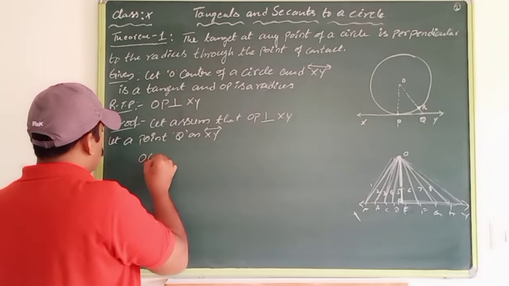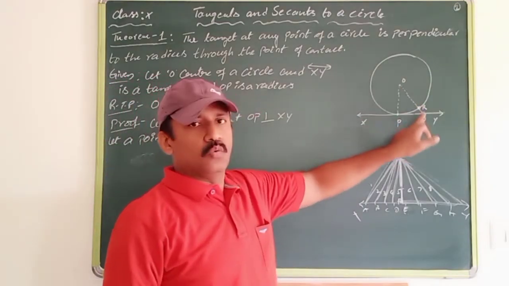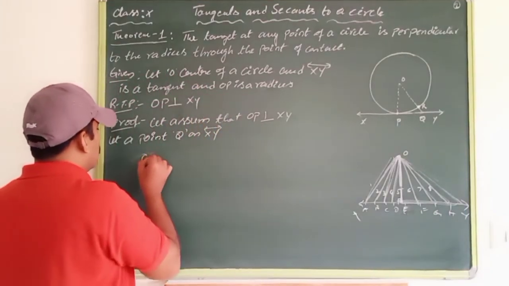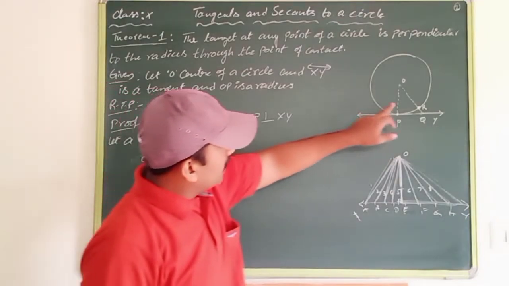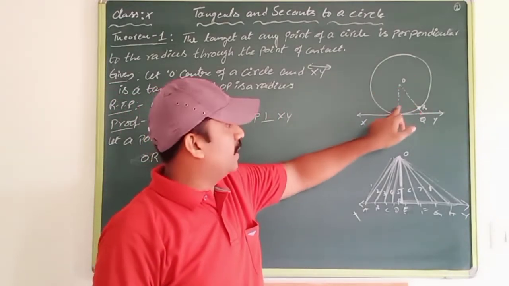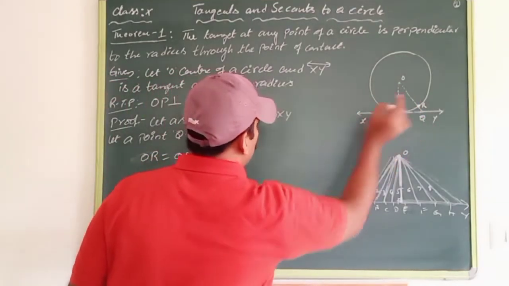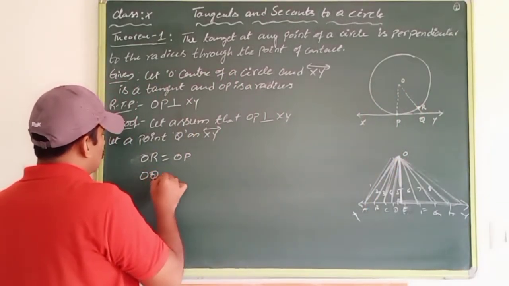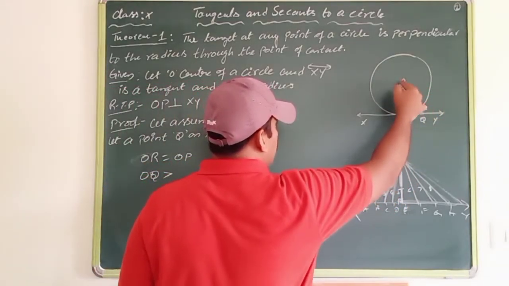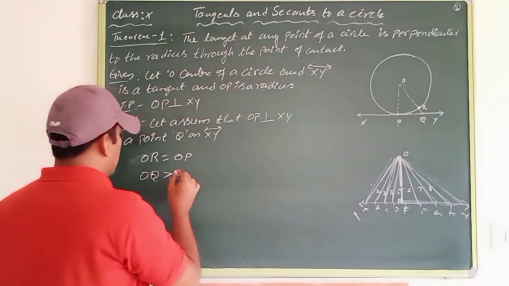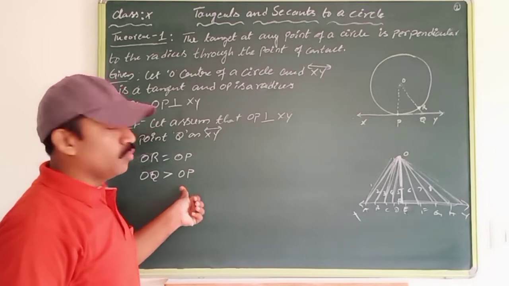Take your OQ. What is the radius here? OP and OR are the radius. Now I am going to take OR equal to OP. R is a point on the circle. Both are equal because of the radius. But now I am going to add OQ. This OQ is more than OR, because OR is equal to OP, but OQ is definitely more than OP. Got it? OQ length is more than OP.